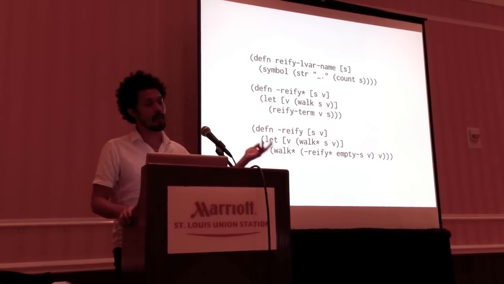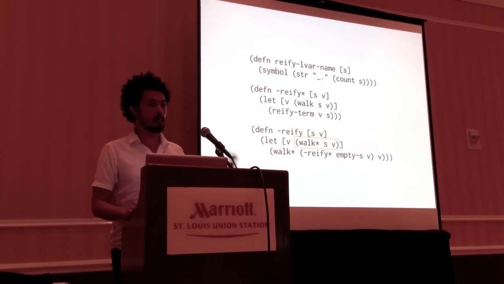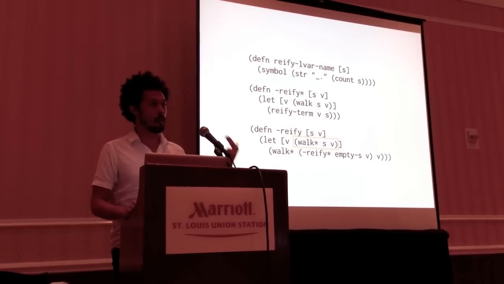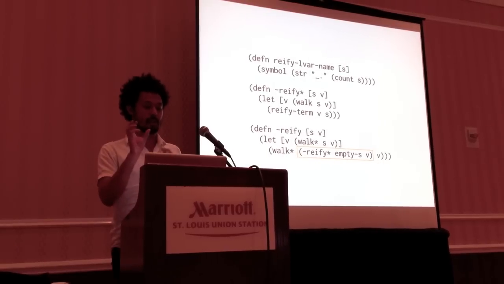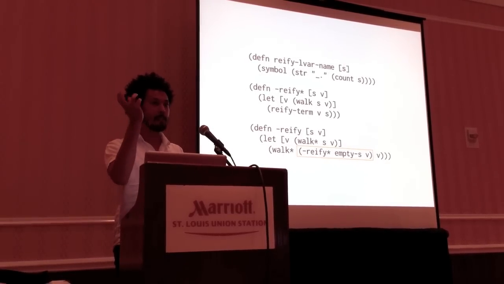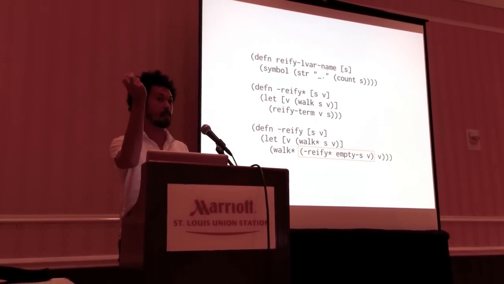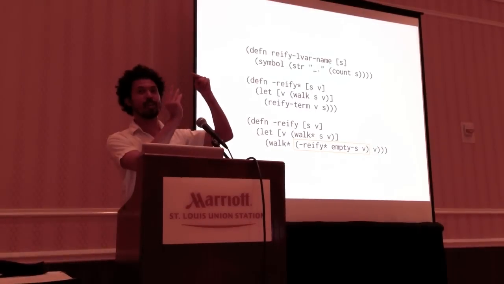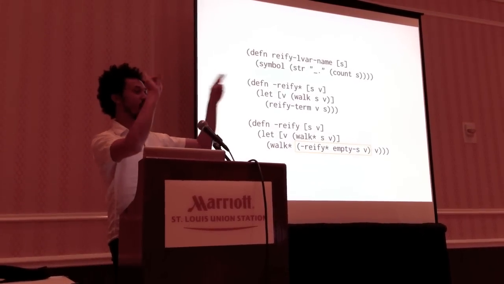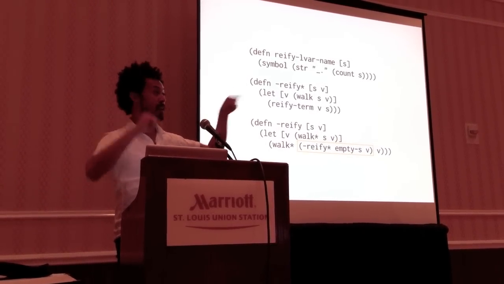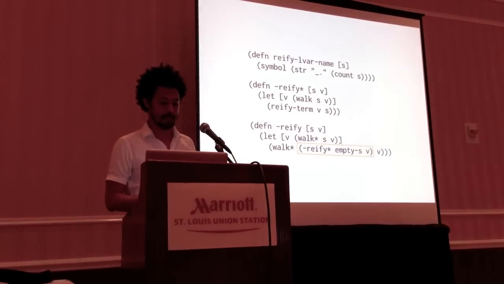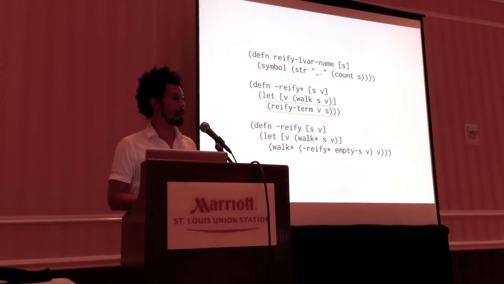So here are 3 functions that are critical. When we reify a value, what are we going to do? First, we walk star it, right? And then we actually do this thing where we say reify star empty s. Empty s is just a new substitution that's empty. And all they're going to do here is stick the mapping from that var to its new name before we actually show it to the user. And that's all that does, right?